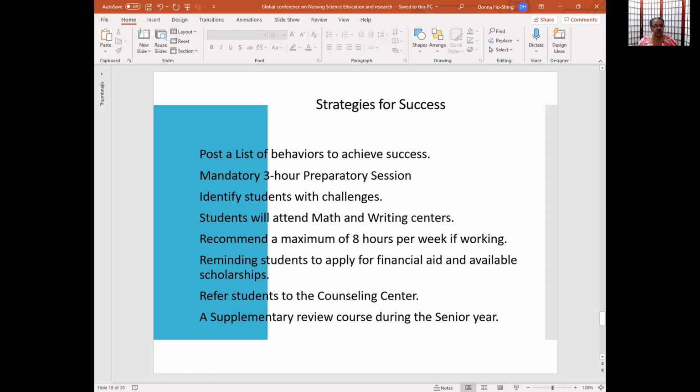And also to do a supplementary review course during the senior year, utilizing the faculty in the department and not just an outside review course. And doing all of these things, we realized that the NCLEX scores started to improve, because we were having trouble with NCLEX scores. And that's why we had this academic success group. And once the NCLEX scores started going up, the group was disbanded, but the mandatory 3-hour prep course is still in place to this day.